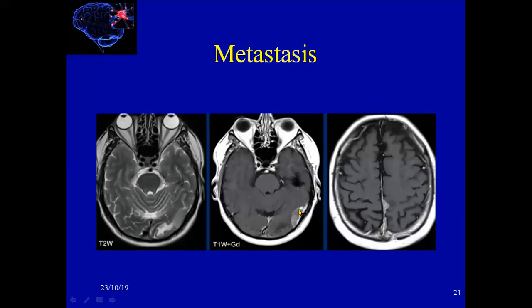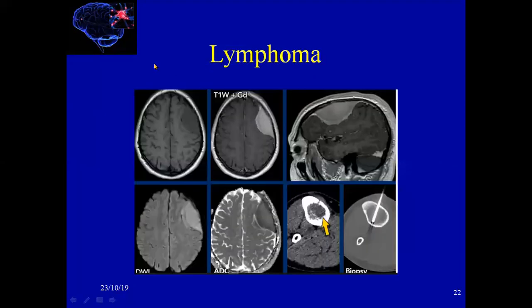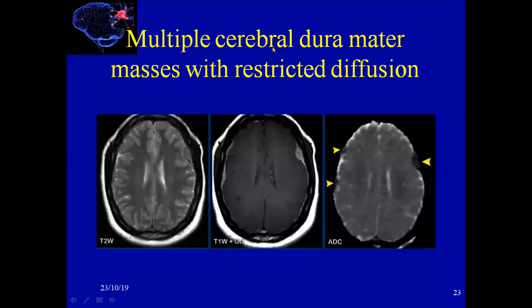This is with contrast, also the false sign enhancement in the same patient of the metastasis. Here is another disease, lymphoma, which can also cause focal enhancement of the dura. This is a biopsy done for the tibial bone, which indicates this patient has a lymphoma in the brain. Multiple cerebral dura mater masses here show restricted diffusion.